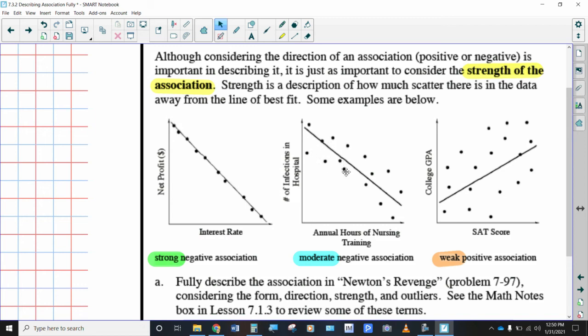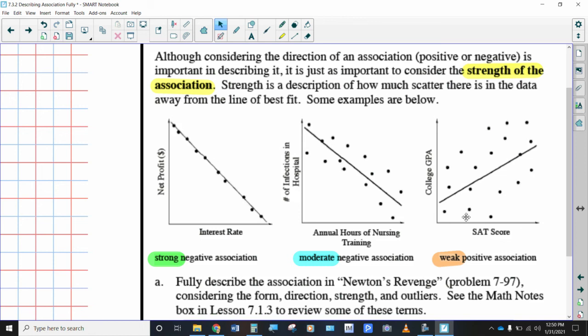As you start to get these points spreading out a little bit more, it weakens the association. So this is still a negative association, but it's more moderate. So your line of best fit will be sort of like an average, but you'll want to have a little bit of flexibility with your answers, like plus or minus a few number of infections for the annual hours of nursing training. What is that? Number of infections in hospital? I don't know what that means. That's a weird set of data.